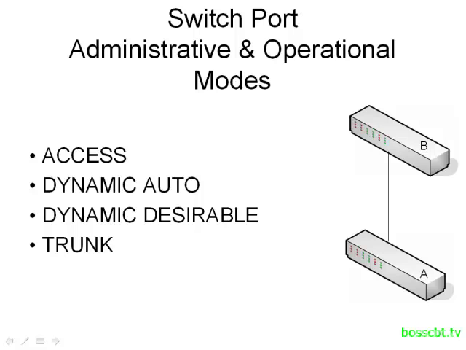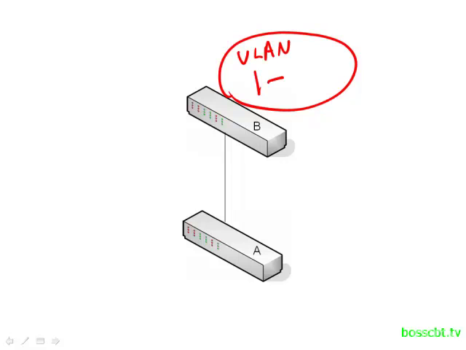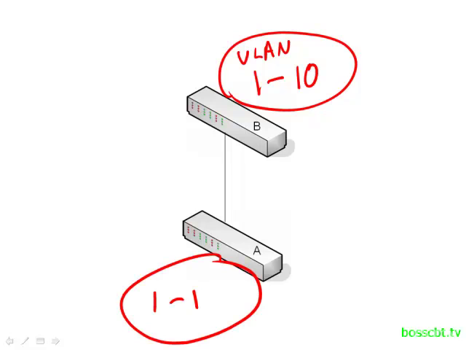So now let's go ahead and see what we're going to do in our lab. Okay, so this is our lab for this tutorial. On both of these switches, we have VLANs 1 through 10 configured. And they're going to be connected with one link only, and that is going to be our trunk port.